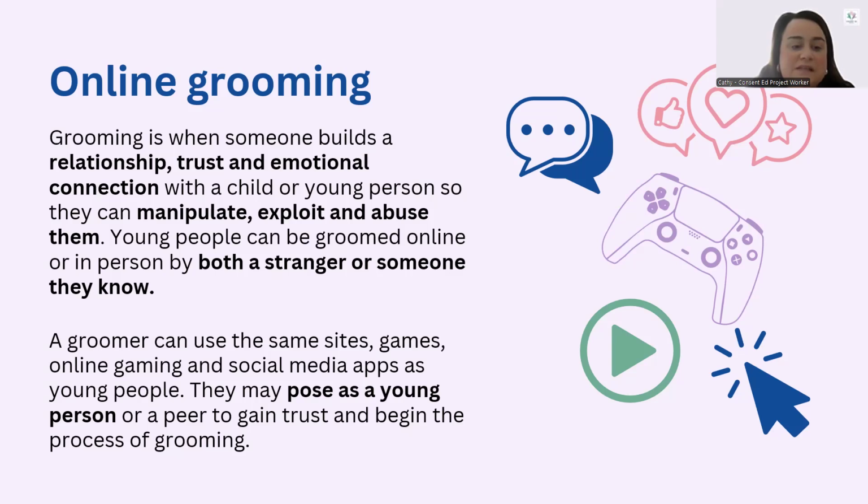Online grooming is when someone builds a relationship, trust, and emotional connection with a child or young person so that they can manipulate, exploit, and abuse them. Young people can be groomed online or in person by a stranger or someone they know. A groomer can use the same sites, games, and online gaming, social media apps as young people. They may pose as a young person or appear to gain trust and begin the grooming process.